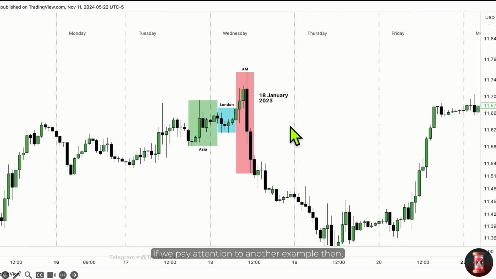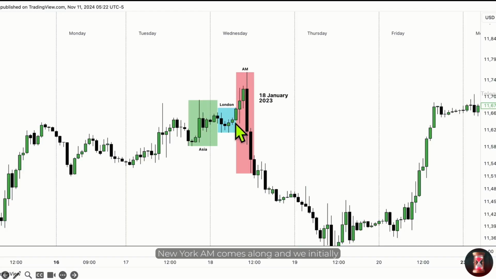If we pay attention to another example then, what I want you to see is the following. The Asia session right here expanded towards the upside and then began consolidating. London comes along and we initially run lower, forming the low of London. Notice that they were relatively close. We begin to reprice towards the upside. This run higher is the beginning of manipulation taking place.